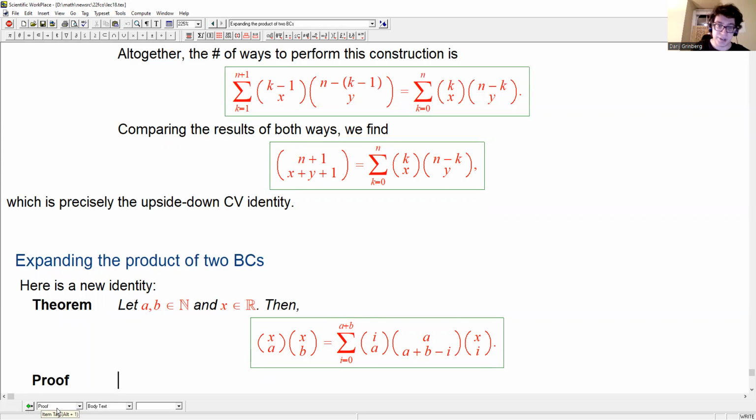So how do we prove this? And again, this is double counting or bijection, depending on how you want to see it. I will show it as double counting.